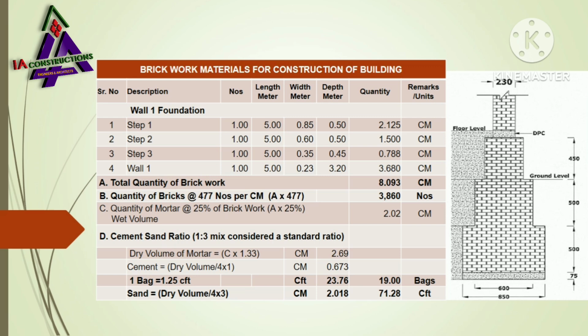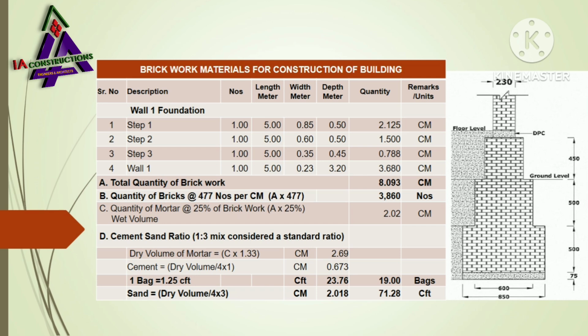And on the left side of the screen, I have already prepared a table in which I have taken off quantity of brickwork in cubic meters according to the dimensions shown on the drawing step by step from bottom to top of the wall. Suppose length of this wall is 5 meter and take a look at serial number 1 in table according to the drawing.